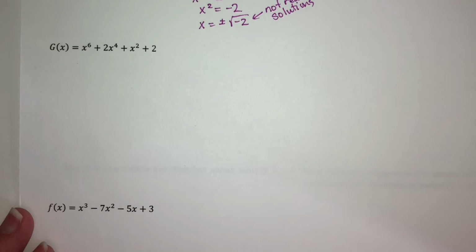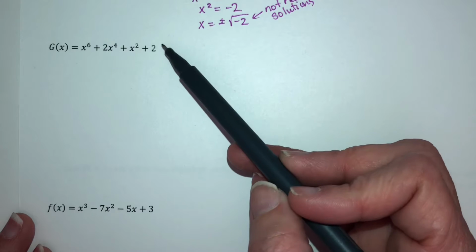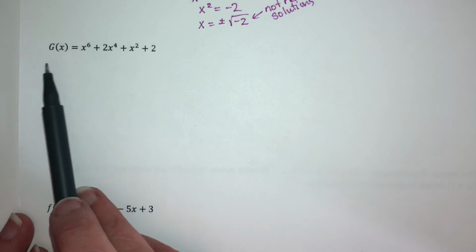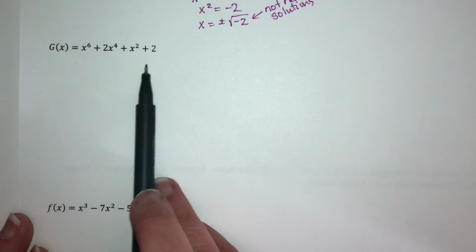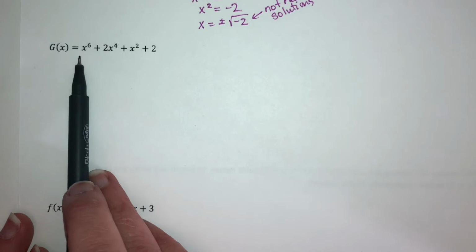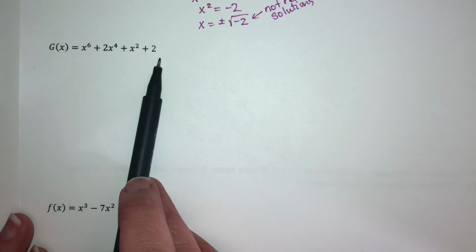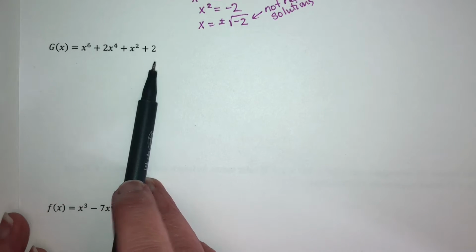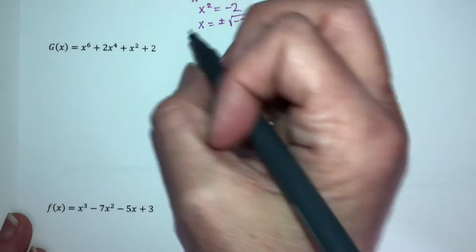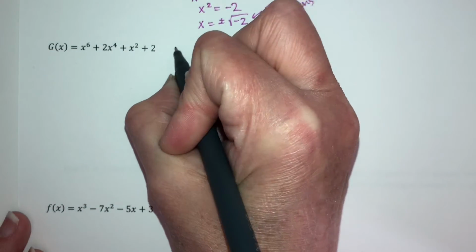This is part 5 of section 2.3. We want to find all real zeros of this polynomial. So I'm going to find my P over Q possibilities and then do synthetic division until I'm done.